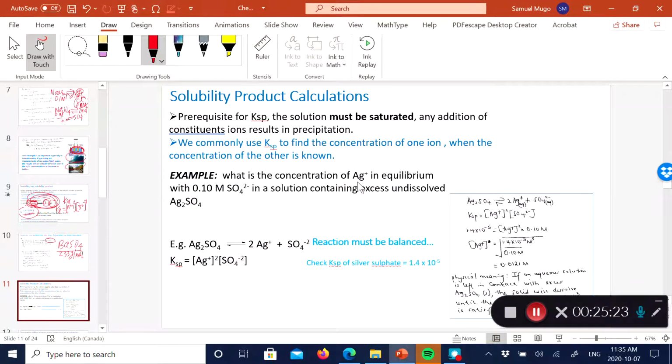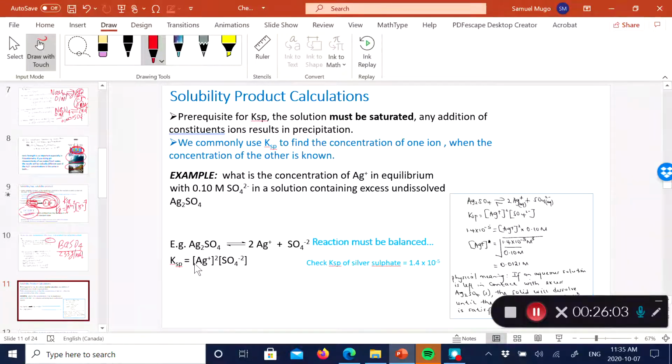What's the concentration of silver ions in equilibrium with 0.1 molar sulfate in a solution that contains undissolved silver sulfate, meaning it is already saturated? We already know that the equilibrium reaction is the salt dissociating into its component ions. For 1 mole of this salt, you get 2 moles of silver ions and 1 mole of sulfate.